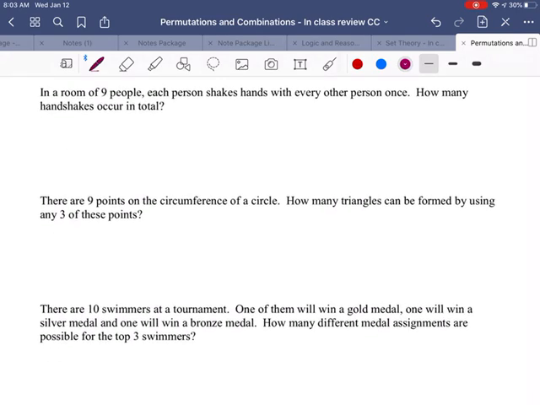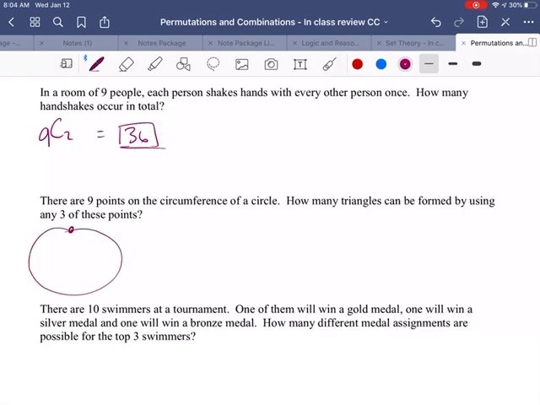In a group of 9 people, each person shakes hands with every other person once. How many handshakes occur in total? So really what you're doing is from the 9 people, you're making combinations of 2. So 9C2 gives us 36.